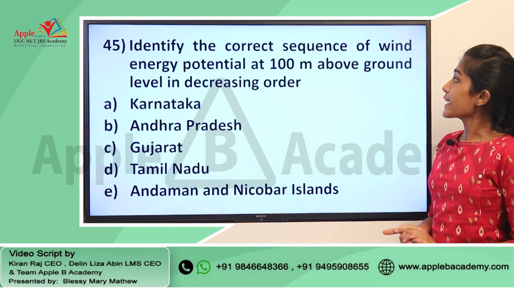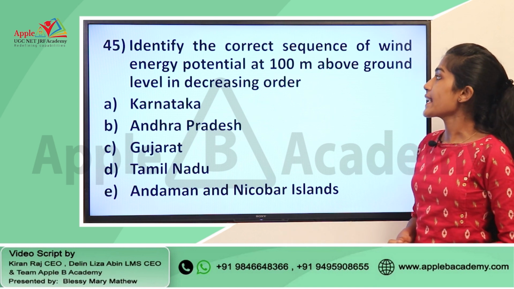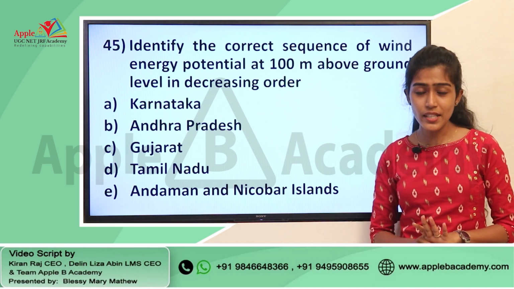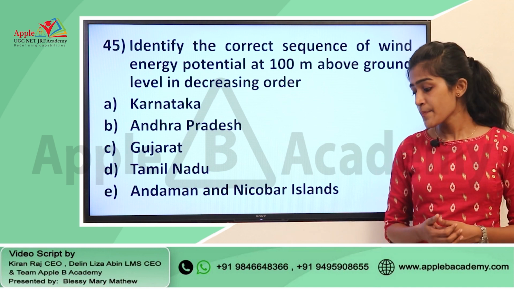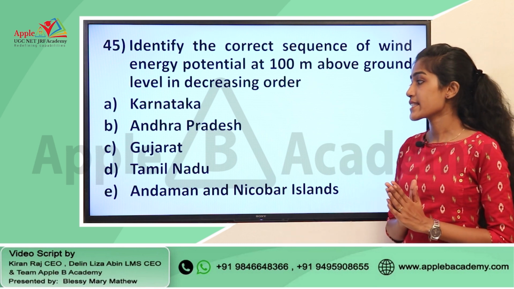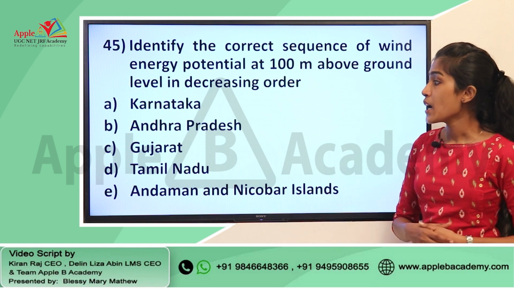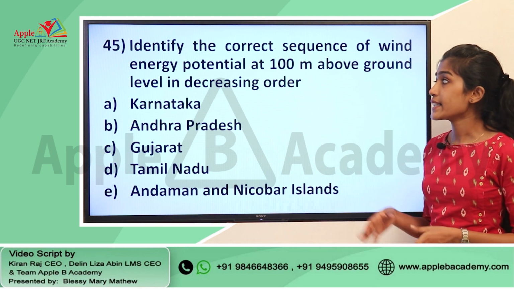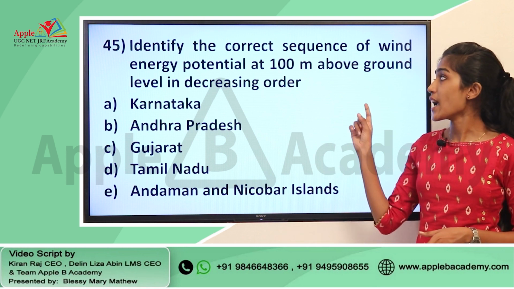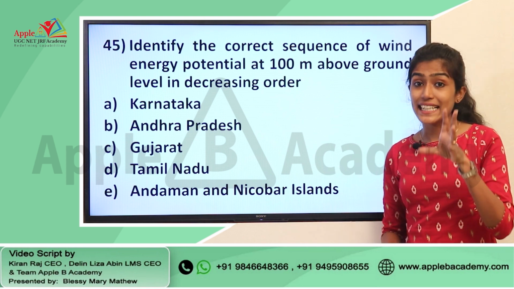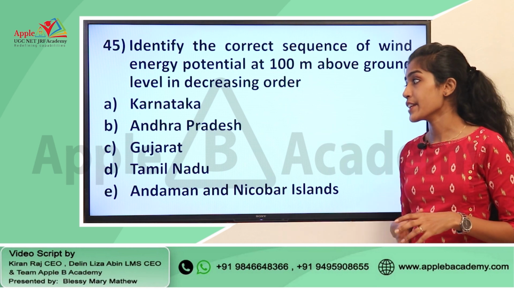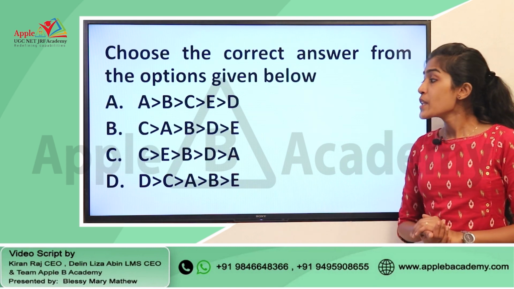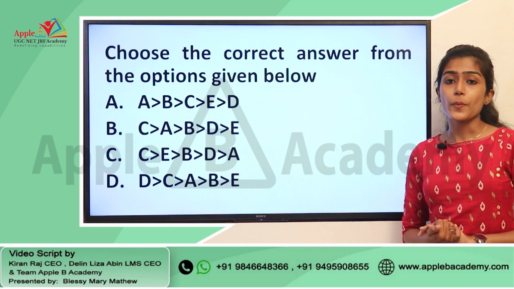Next question: identify the correct sequence of wind energy potential at 100 meters above ground level in decreasing order. Again, this is a general question from the module People, Development and Environment. We are given various states: Karnataka, Andhra Pradesh, Gujarat, Tamil Nadu, and Andaman and Nicobar Islands. We have to sequence these options in decreasing order of wind energy potential at 100 meters above ground level. That is very important. The right answer given for this question is option B.